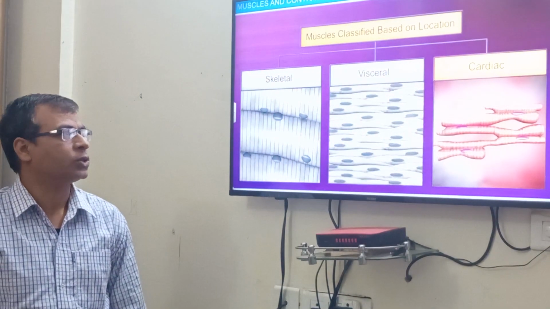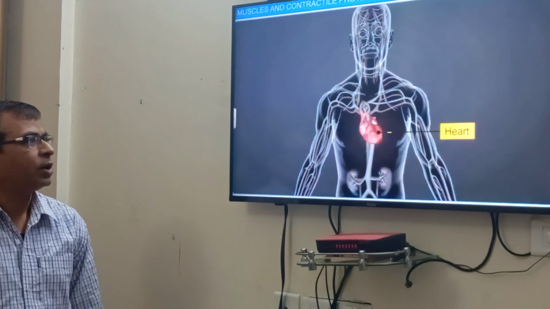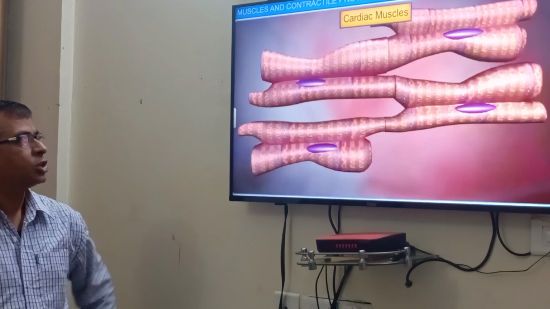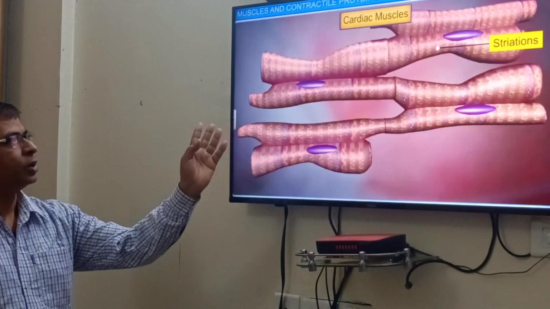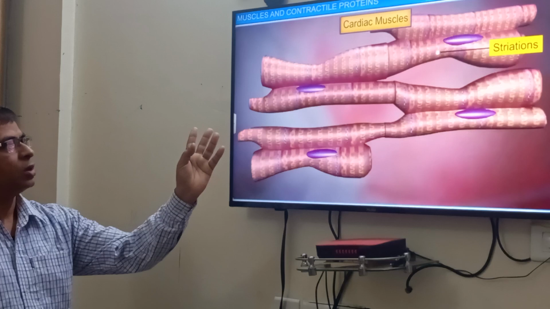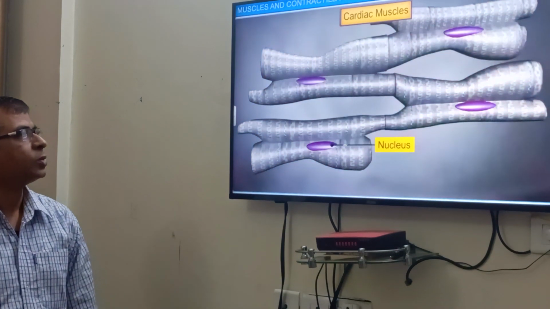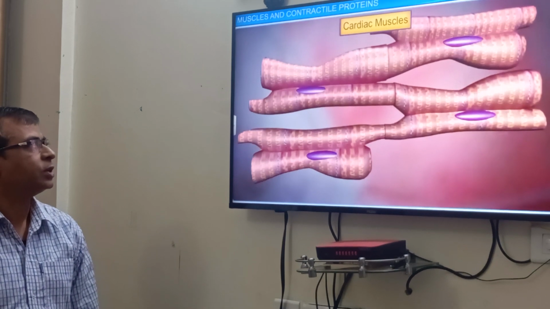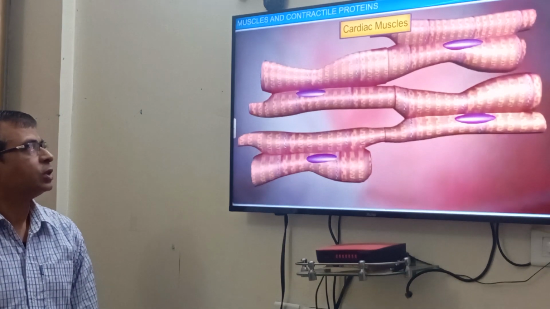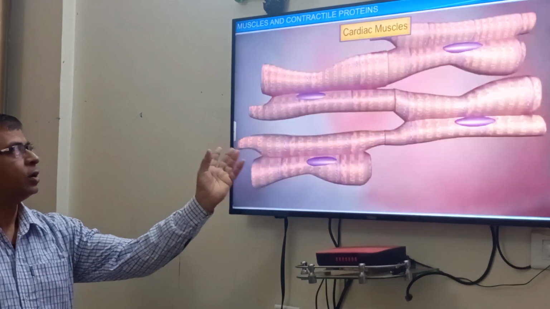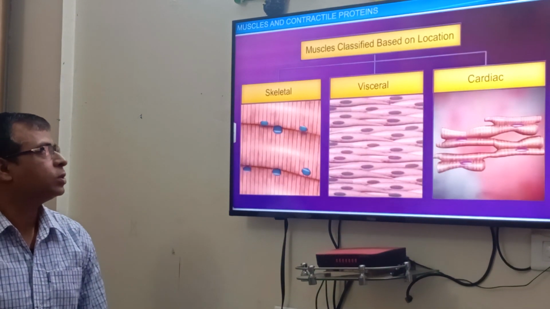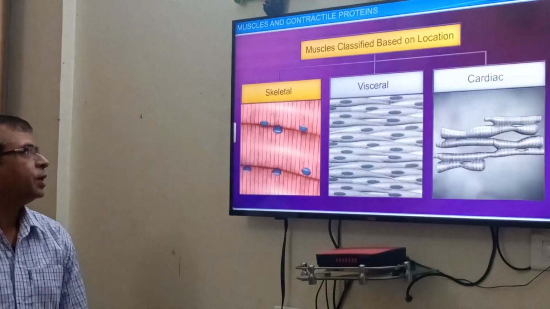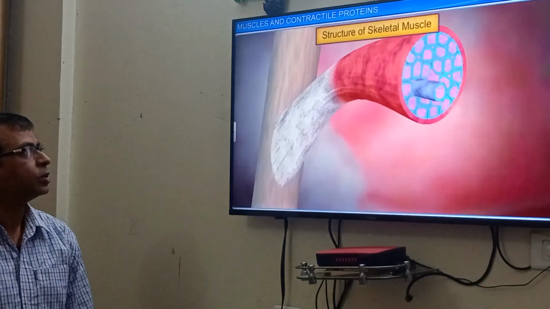Next is the cardiac muscle. This is found in the heart, and it is striated. The cells have a single nucleus and are branched. You can see the nucleus of the cardiac muscle. Different cardiac muscle cells make up the cardiac muscle. So these three types of muscles are all complex, and we will go into detail about the skeletal muscles.